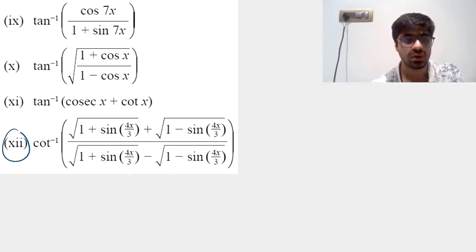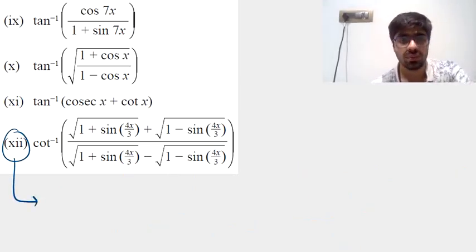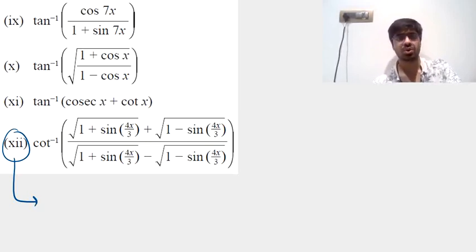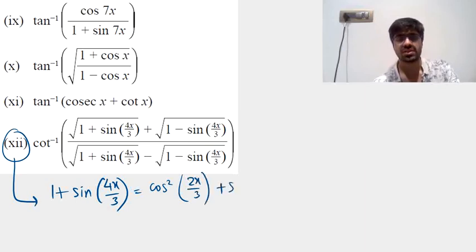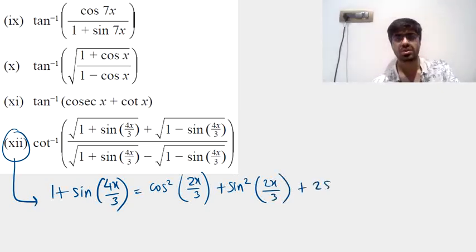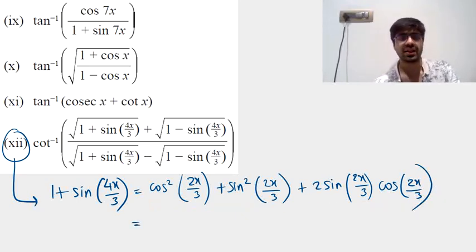Continuing with the 12th one, 1 plus sine theta. Now the simplification needs to be known because writing it will be a little too long. I'll solve it for one, and for the others you can imagine it by yourself. So if I say 1 plus sine of 4x by 3, you can write that 1 as cos square half of this, right? So cos square 2x by 3 plus sine square 2x by 3 plus 2 sine, okay, it's 4x by 3, right? So 2 sine 2x by 3 into cos of 2x by 3. So that's cos 2x by 3 plus sine 2x by 3 the whole square.